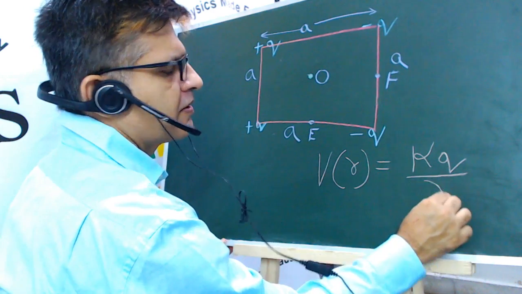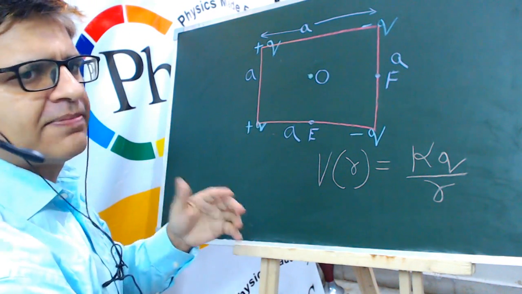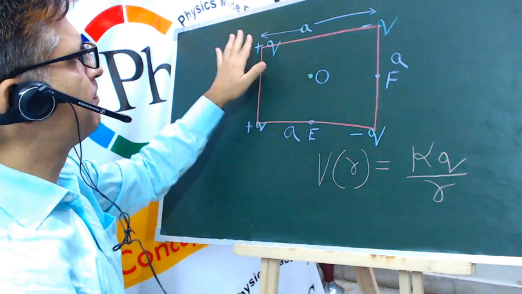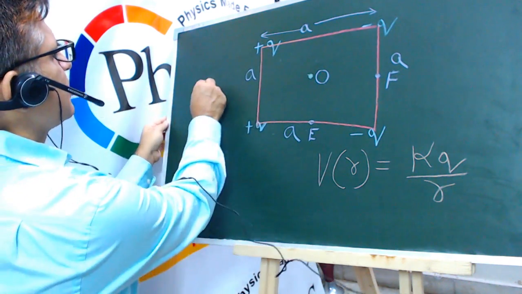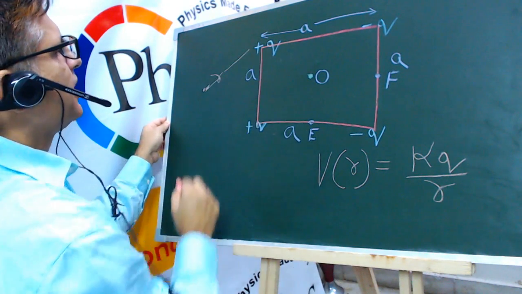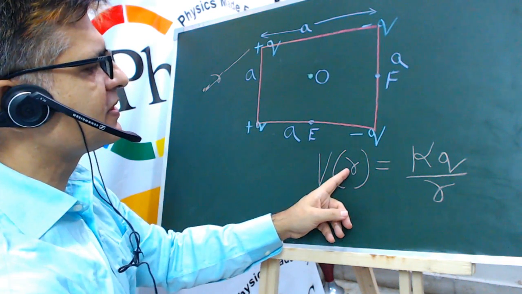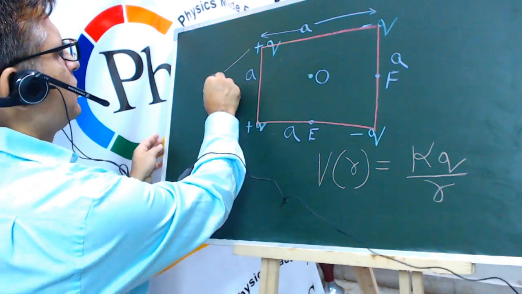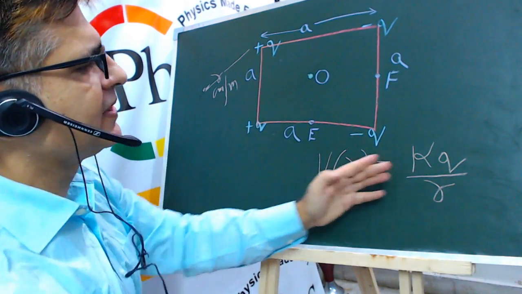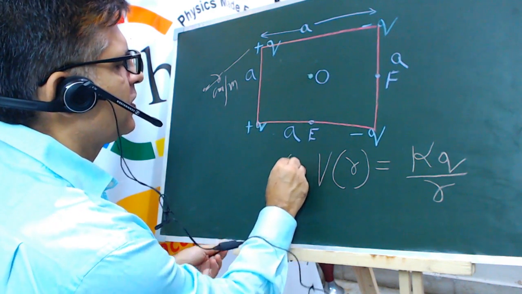This is a fundamental concept: if you have a point charge and you want to find the potential at a distance R from this charge, whether in centimeters or meters, it is given by this formula. This is concept number 1 that you should be aware of.